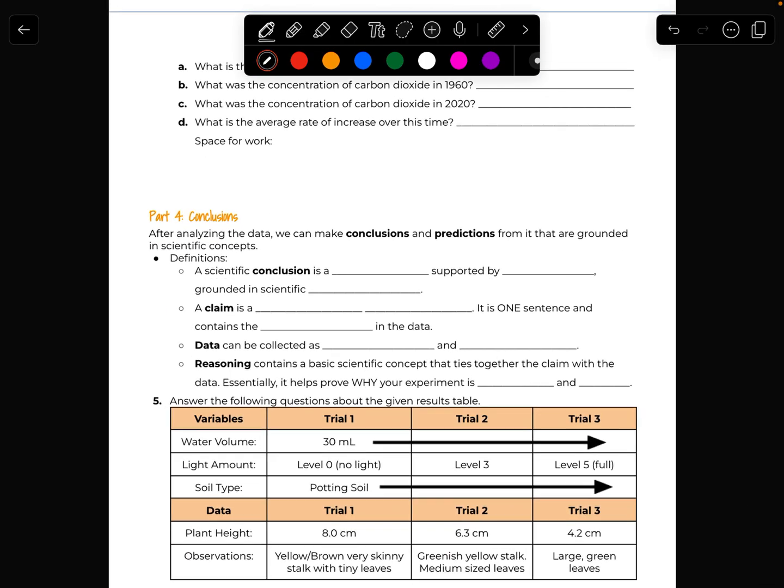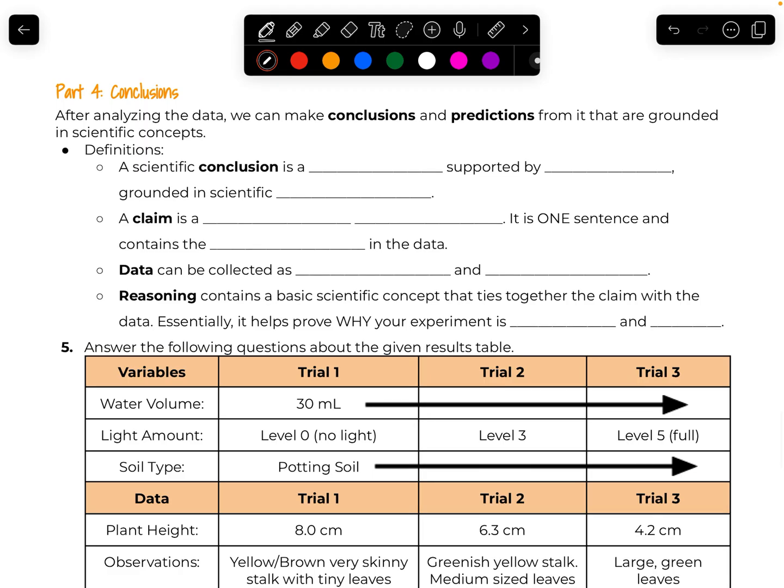Okay, so part 4. After you have analyzed your data, you've got it represented in a really nice way on a graph, you've looked for patterns, you have identified some of these patterns, what do you actually do with it? What we do is we make a conclusion and then we make a prediction.